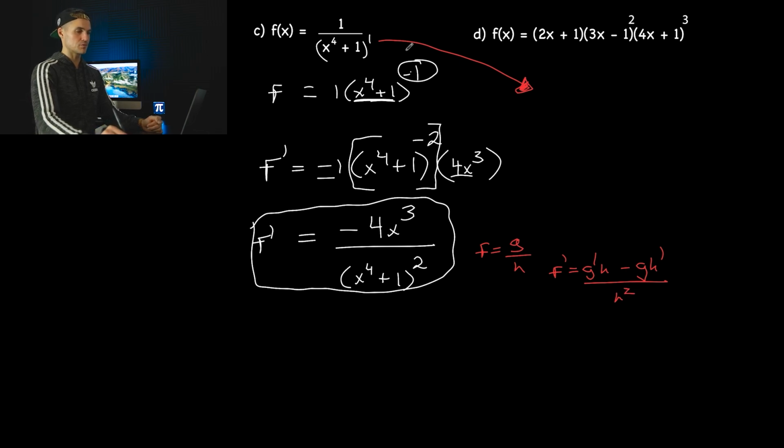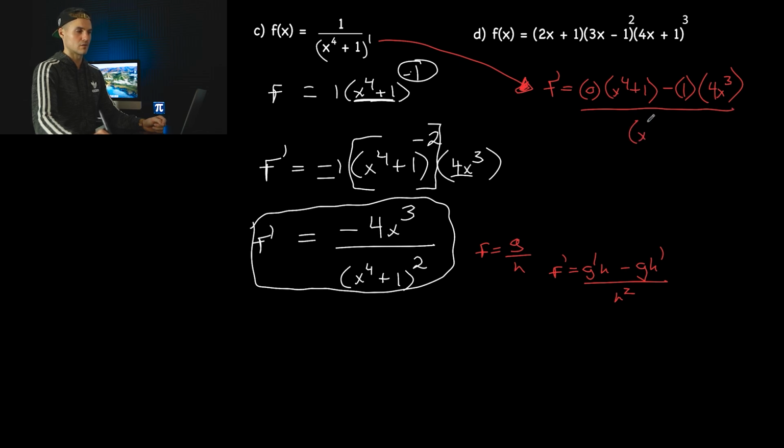So what we would do here with the quotient rule, take the derivative of the top, the derivative of 1 is just 0, times the bottom function, x to the 4 plus 1, minus the top, which is 1, times the derivative of the bottom function, x to the 4 plus 1 is just 4x cubed, all over the bottom squared. Like that.